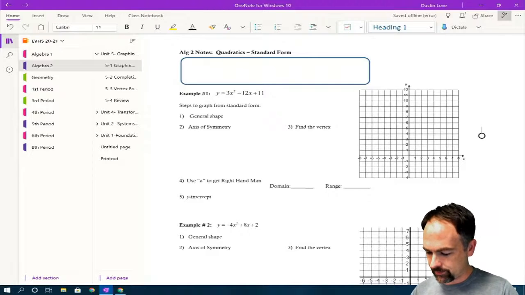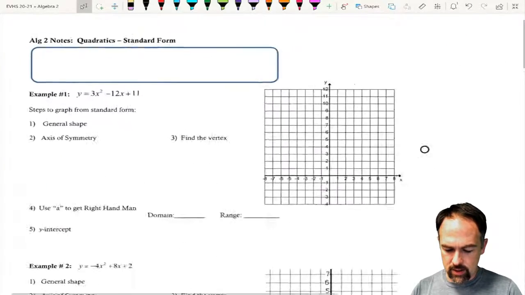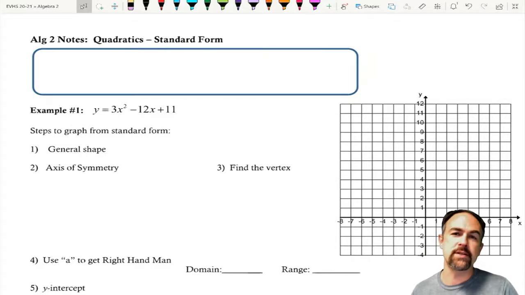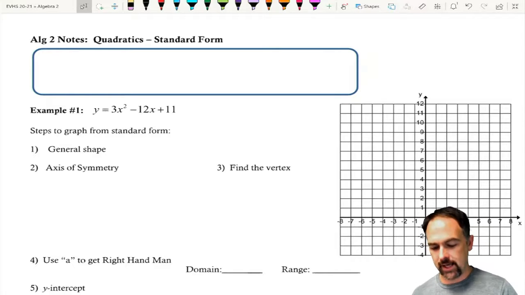We have got an entire unit on just quadratics. Now this is going to be a pretty quick unit. There's going to be 3 lessons and a review, then a test. And we're going to start off with standard form.